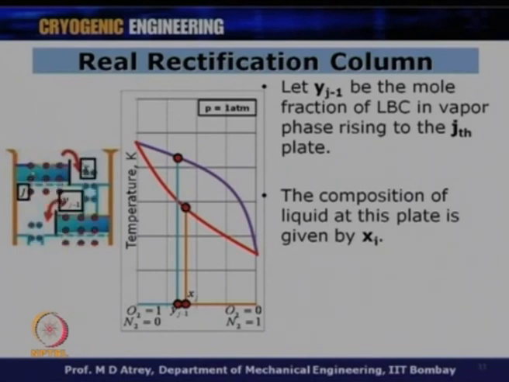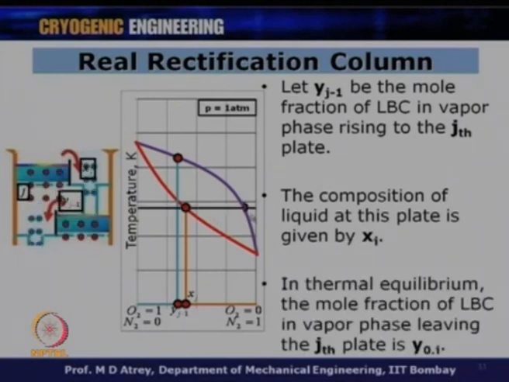Now, from this jth plate, vapor will leave, and we had said that this vapor and this liquid will be in thermal equilibrium. So, the vapor which is leaving the jth plate should be in thermal equilibrium and should be given by its composition, which could be given by Yoj. So, in thermal equilibrium, the mole fraction of the low boiling component in the vapor phase leaving the jth plate is given by Yoj.